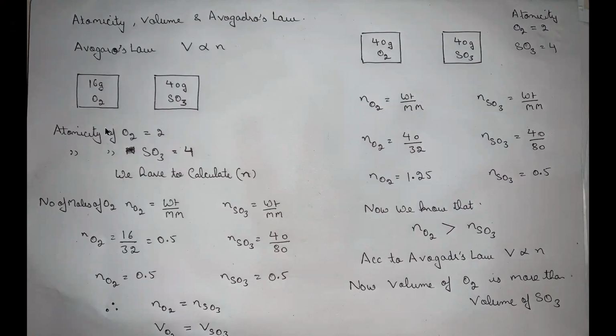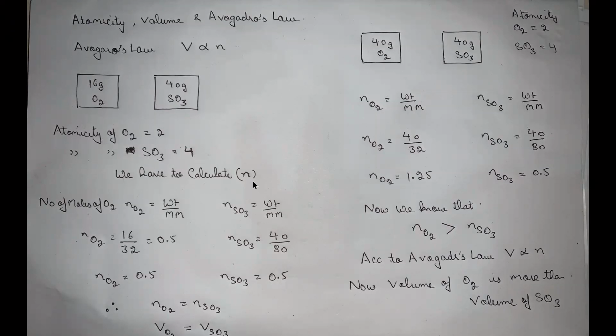Now we have to calculate first the atomicity of oxygen and the atomicity of sulfur trioxide. As we know, atomicity means the number of atoms present in a gas. In oxygen, there are two atoms of oxygen. So the atomicity of oxygen is equal to 2. And we know that sulfur trioxide has three atoms of oxygen and one atom of sulfur. So the atomicity of sulfur trioxide is 4.